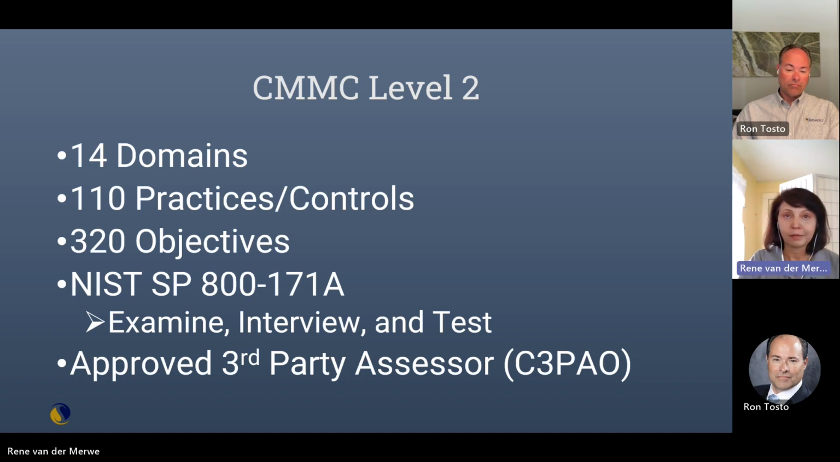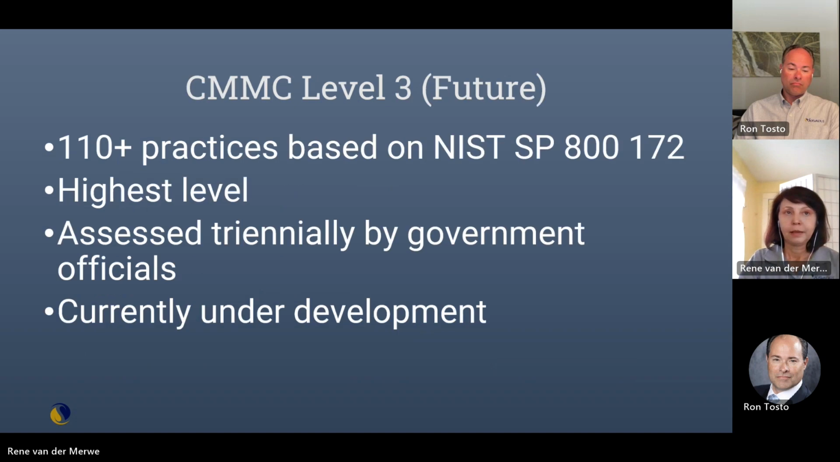Because assessors use NIST SP 800-171A, they will be looking at 320 assessment objectives derived from the 110 practices. Level 2 will further strengthen the security posture and lead to a more mature cybersecurity environment. Level 3, that is still under development, will have 110 plus practices based on the NIST SP 800-172. Level 3 will be the highest level and will be assessed triannually by government officials.